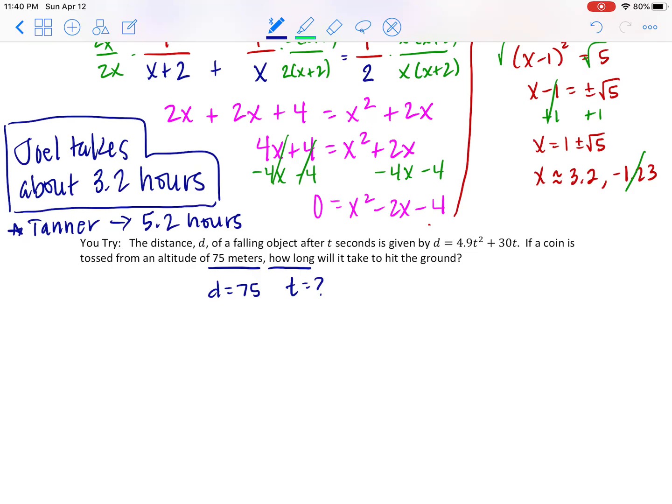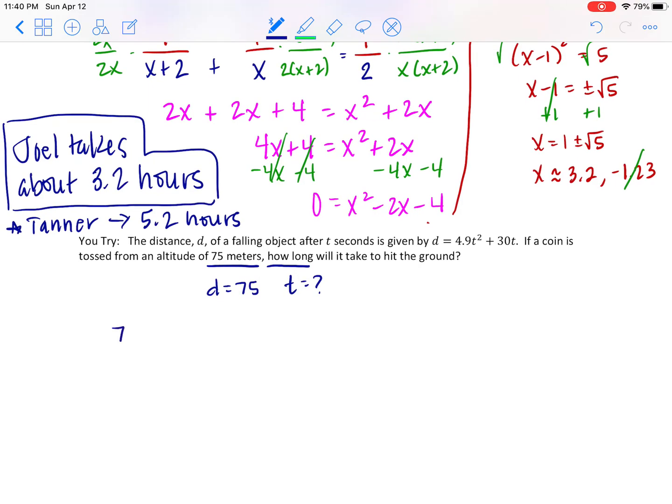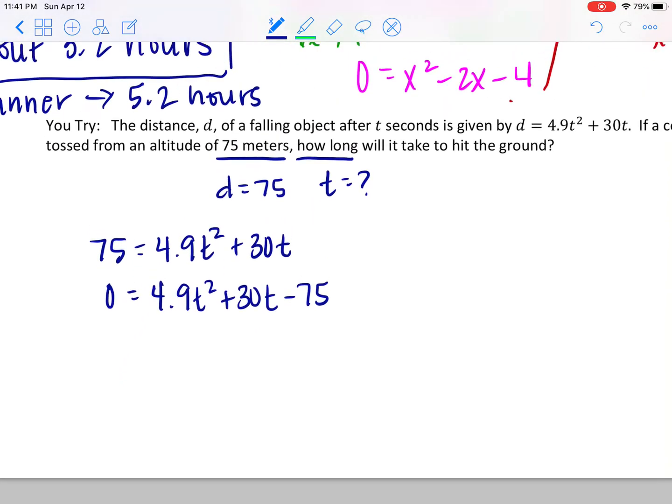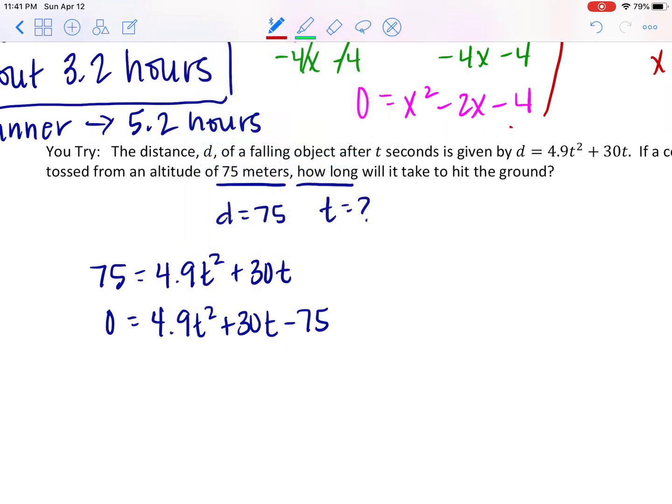Okay, so we're given the value for one of the variables. We want to plug it in and figure out the one that we're missing. So we have 75 equal to 4.9t squared plus 30t. And let's subtract that 75 over. I don't think this is going to factor, and I definitely don't want to complete the square, and I can't square root, which means we have another quadratic formula candidate here. So we're going to put in 4.9 for a, 30 for b, and negative 75 for c.